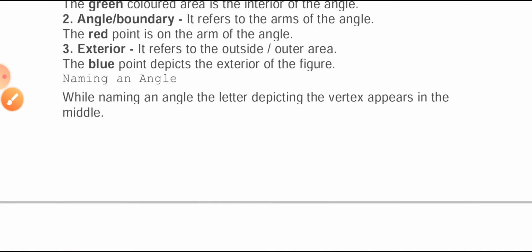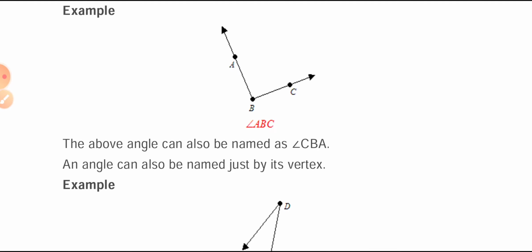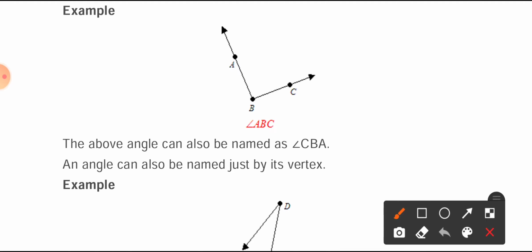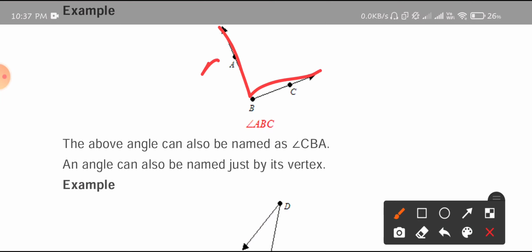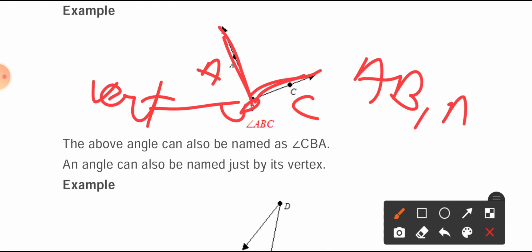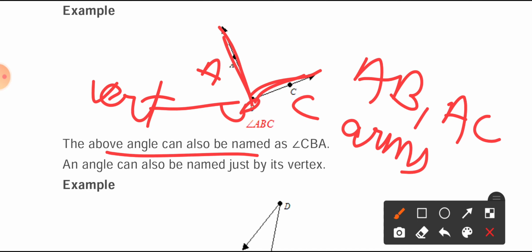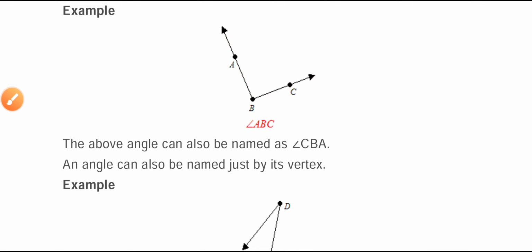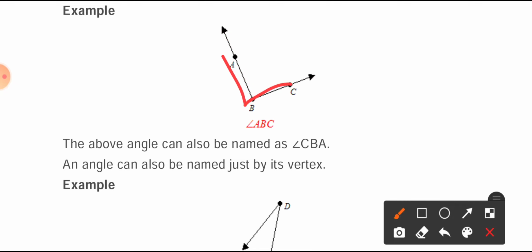Then how to name an angle? How to give the name of an angle? If an angle is given, how is it named? See, here two rays are given, A, B, C. B is a vertex, and BA and BC are its arms. Now how to write it? The above angle can be written in many different ways. Like you can write CBA. Whichever is the vertex, you can see what the vertex is here. Here the vertex is B. So B should come in between. B has to be written in between. Like you can write it as CBA.